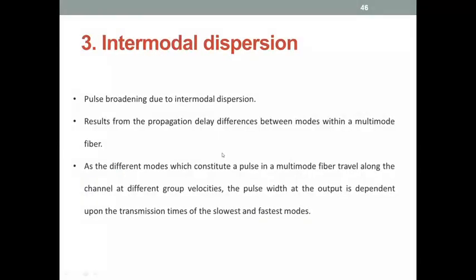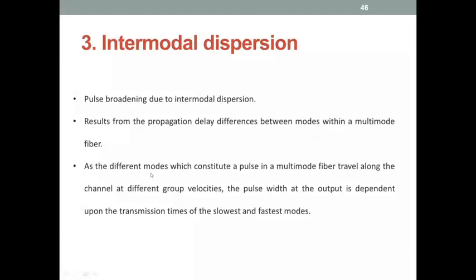And finally, intermodal dispersion, how different modes create the dispersion. Pulse broadening or intersymbol interference due to intermodal dispersion results from the propagation delay. As I told you, there is a blue car and a red car. It is not going to reach the destination at the same time even though it is at the same starting point. Differences between the modes arise because of the difference in lambda, that is wavelength.